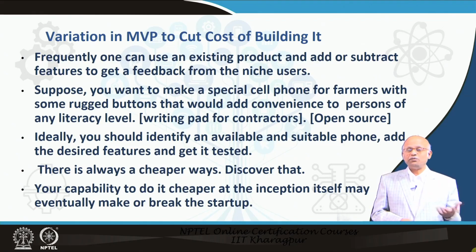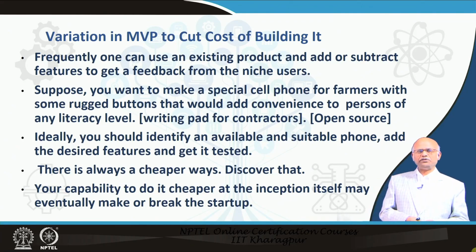entail a huge amount of money, maybe several lakhs. Alternately, you can buy a smartphone for maybe 10,000 and add all those features and then take it to the farmer. Maybe the total cost will be something like 25,000-30,000 rupees or 50,000 rupees. In the process, you save the money. You get to know whether farmers really like it or don't like it. So, you can take a decision. Otherwise, this whole money will go down the drain.